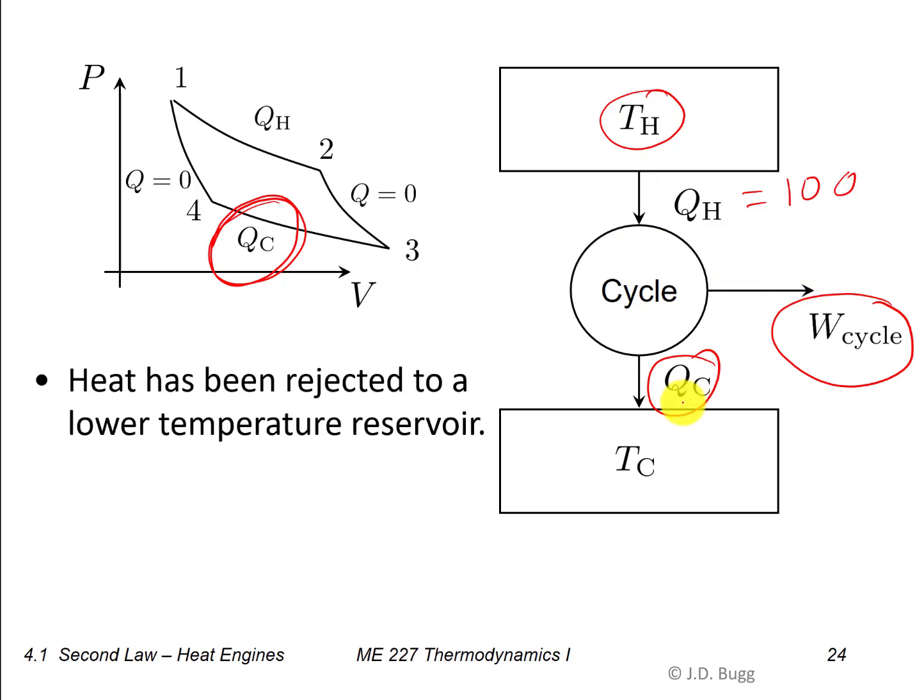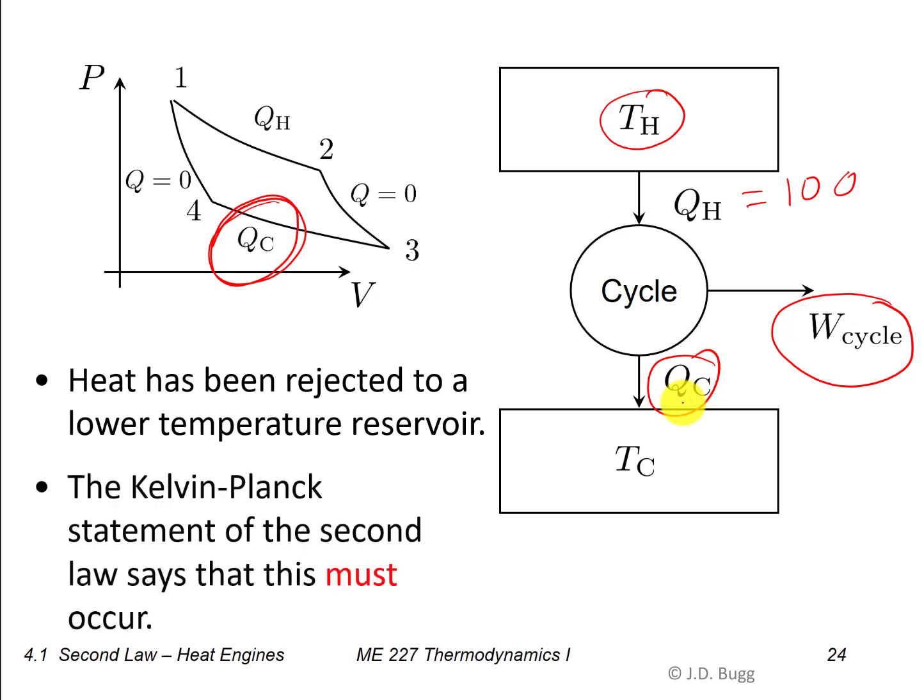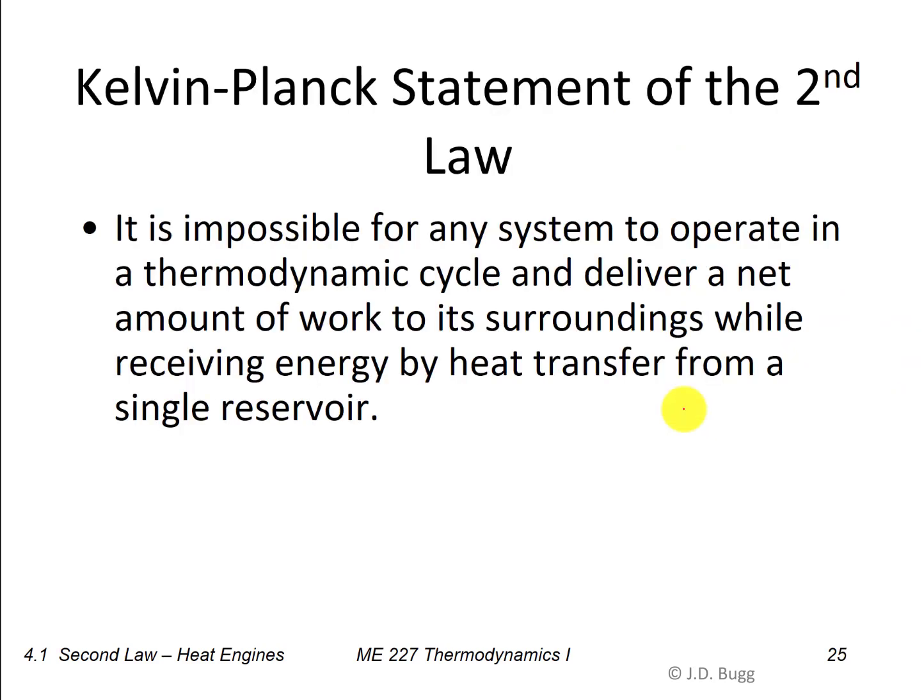So heat has been rejected to a low temperature reservoir, and the Kelvin-Planck statement of the second law says that this must occur. We earlier talked about the Clausius statement of the second law. There is a second statement of the second law that is related directly to this scenario that says that has to happen. The only way to convert heat into work is by allowing some of the heat to escape to a low temperature reservoir.